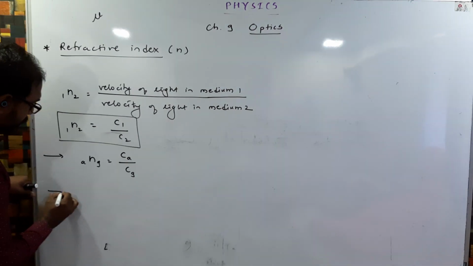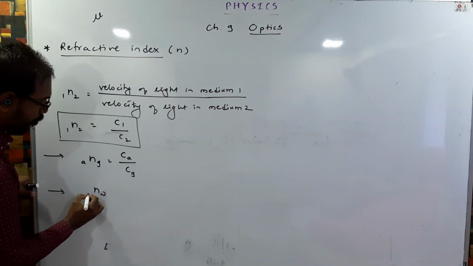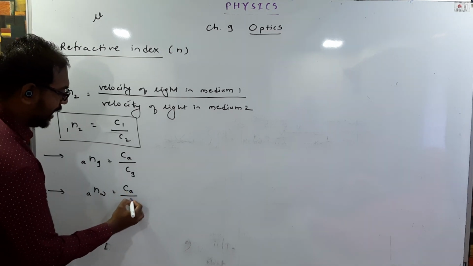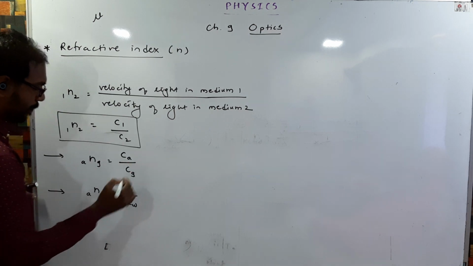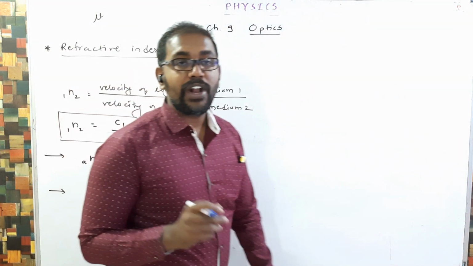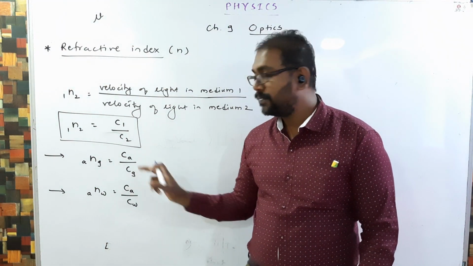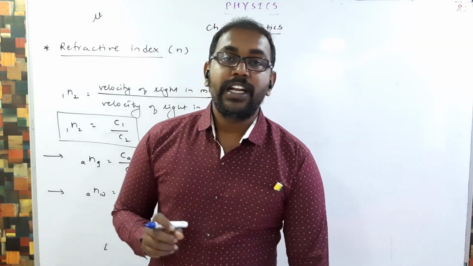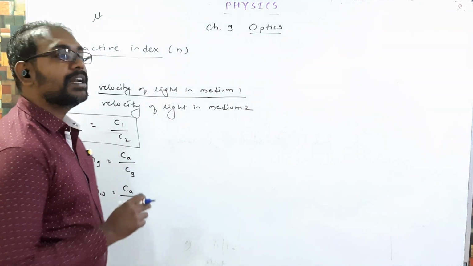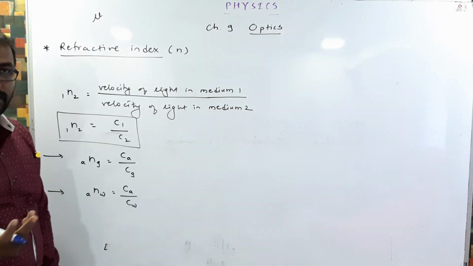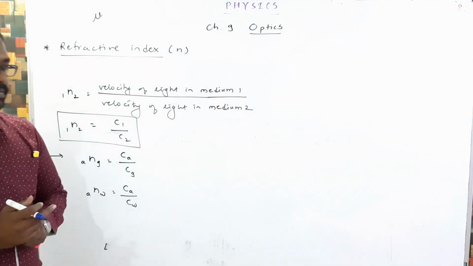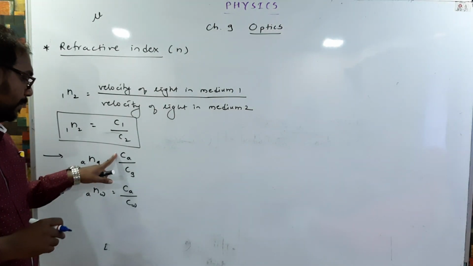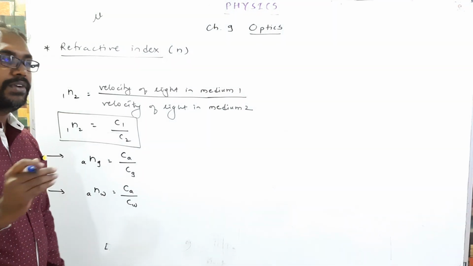In a similar manner, if you want to write the refractive index of water with respect to air, then we can write velocity of light in air divided by velocity of light in water. Now how much is the velocity of light in air? Velocity of light in air is 3 into 10 raised to 8 meter per second. That is a constant and everyone knows that. Then if it is 3 into 10 raised to 8, we can find out how much is the velocity in the glass.